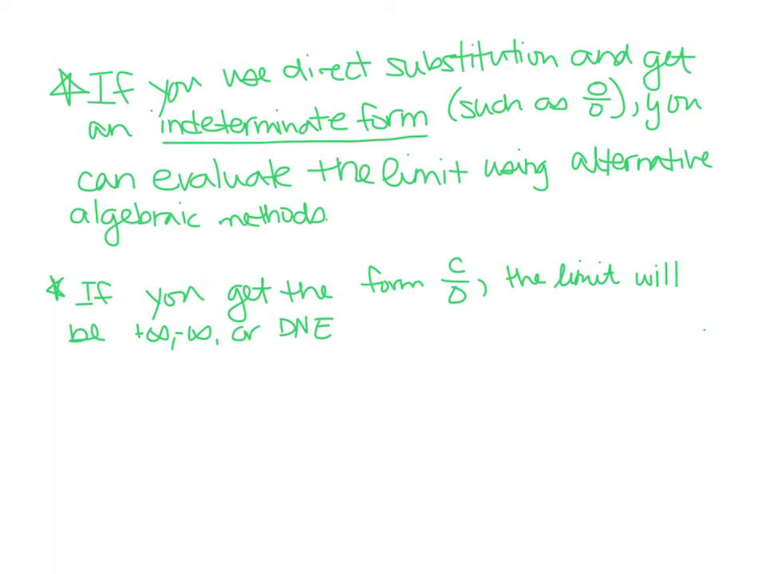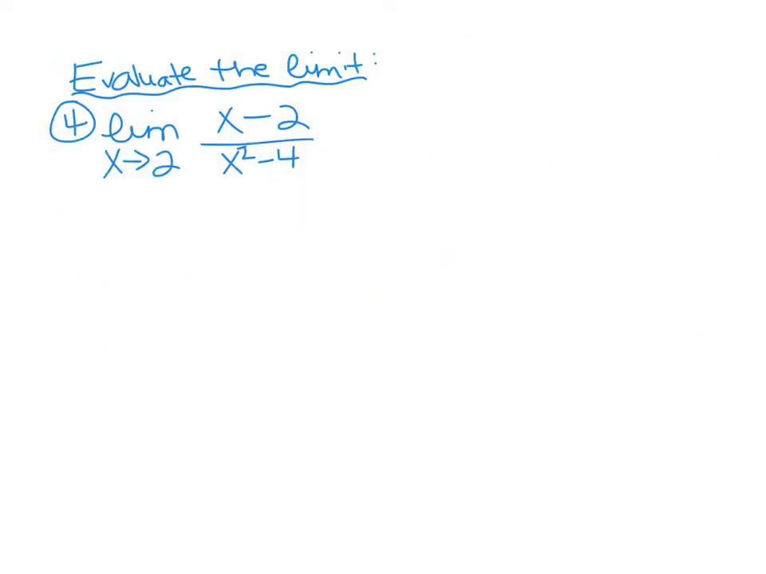If you get a number that is not 0, I called it C, but if you get any constant that's not 0 over 0, then the limit is either going to be one of the infinities or it will not exist. So let's do some examples that involve indeterminate forms.